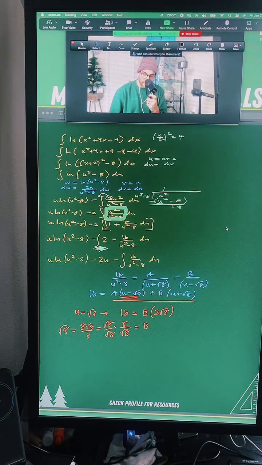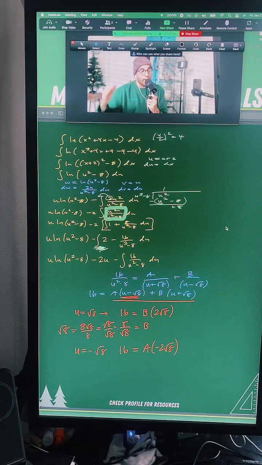Okay, so now we know that b is going to equal root 8. Let's do the same thing for when u is equal to negative root 8. So we still get 16. And when you plug in negative root 8, you get a times negative 2 root 8, plus the b term cancels out, so there's nothing there.